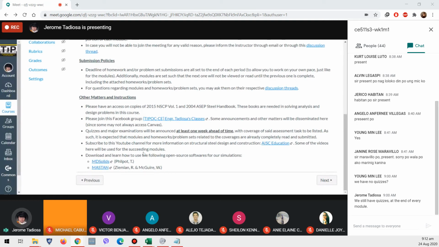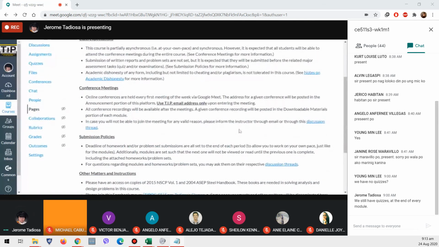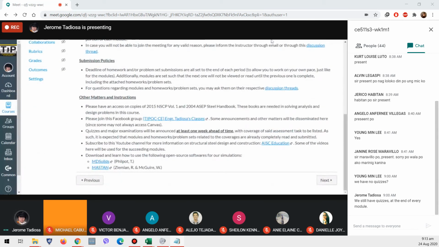Lastly, download and learn how to use these softwares. These softwares will be used for simulations. So MD Solids and Mastan. However, for the design course, you are recommended to use a more sophisticated software like STAAD or ETABS. Okay. So any questions? Again, no questions so far. Okay.